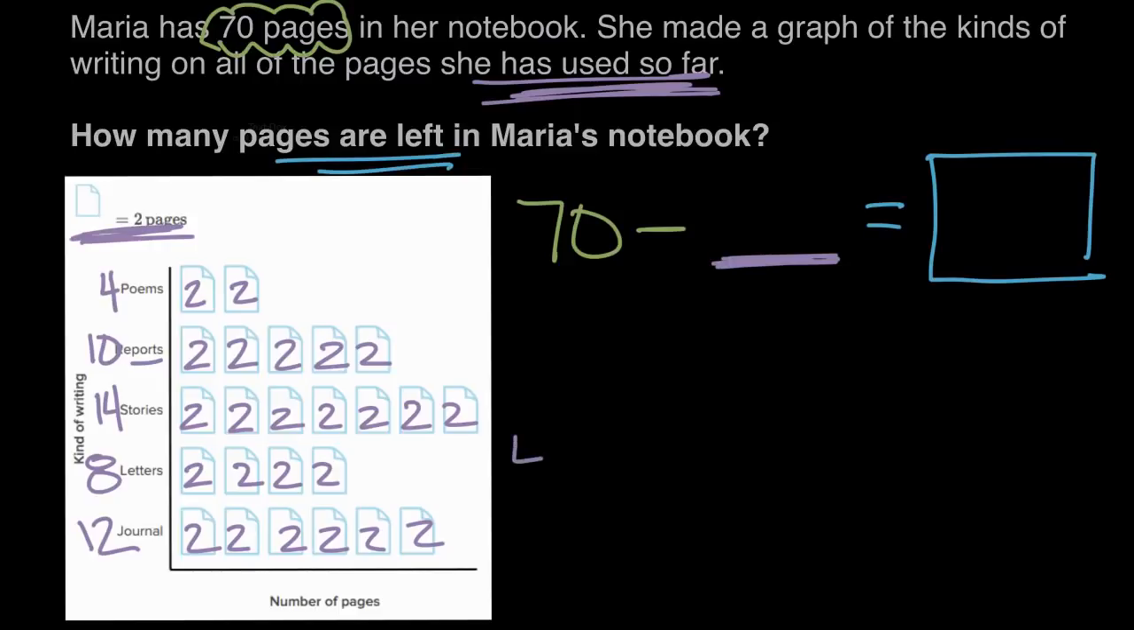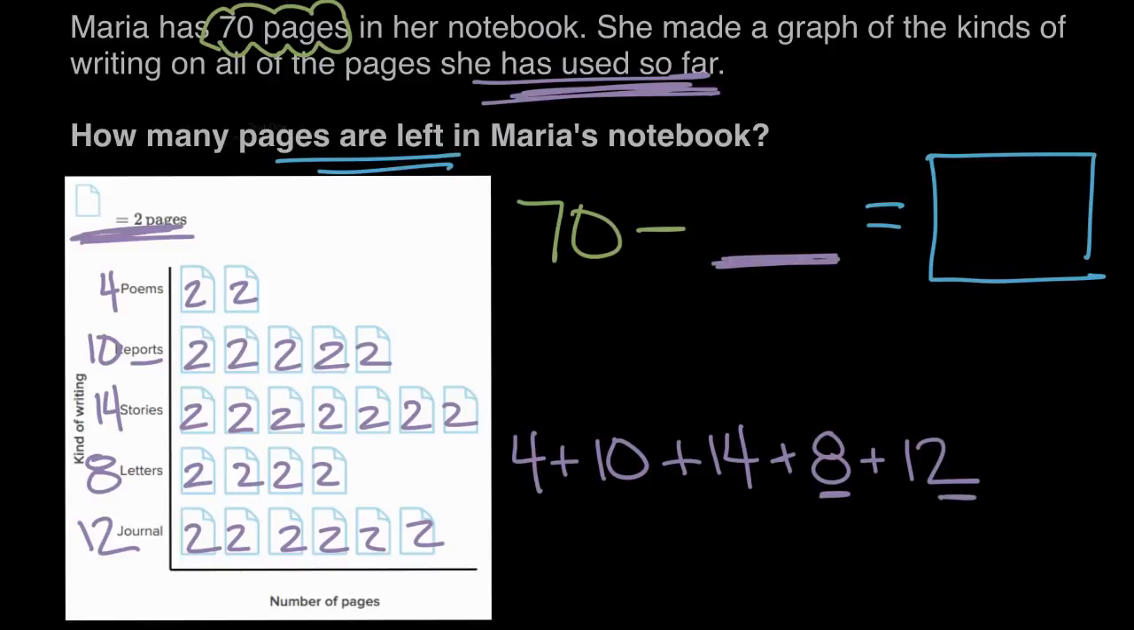There's 4 pages for poems, plus 10 pages for reports, 14 on stories, 8 more pages to write letters, and 12 pages to journal. So if we add these, I'll start with the ones. 2 ones plus 8 ones is 10 ones. 10 ones plus 4 ones is 14. Plus 0 more is still 14 ones. Plus 4 more is 18 ones.